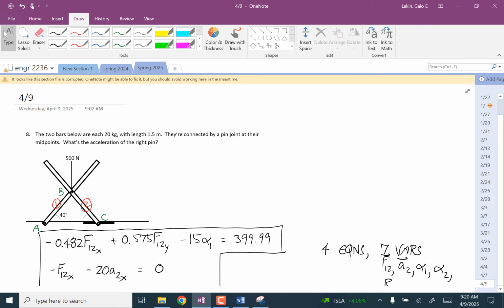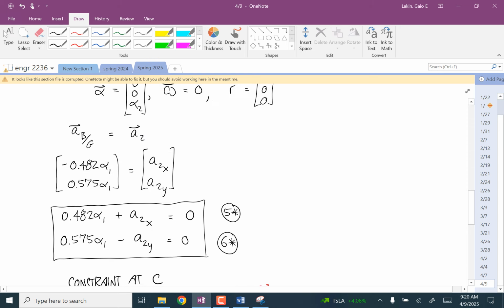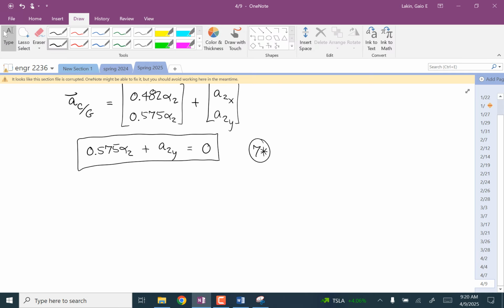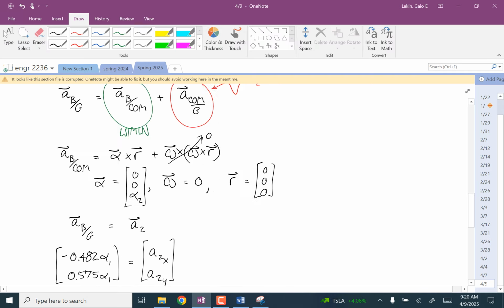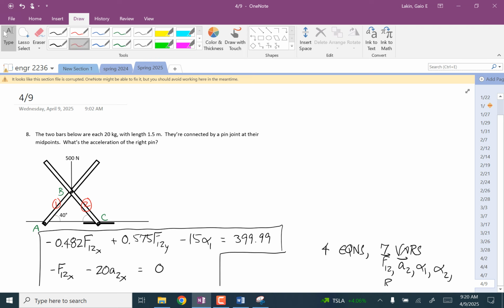And I'm going to erase this so it doesn't cause confusion in your notes. But what if this slot was like this? Okay, let's say this angle is 30 degrees. How would we do that?